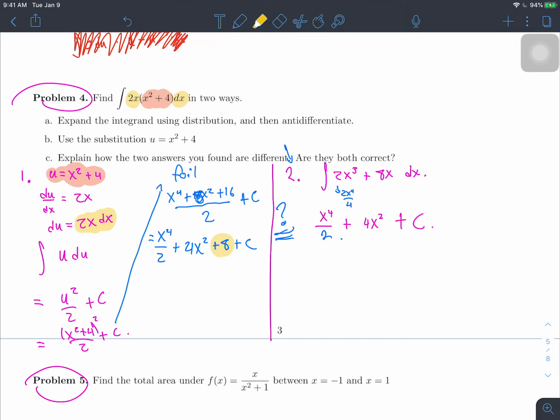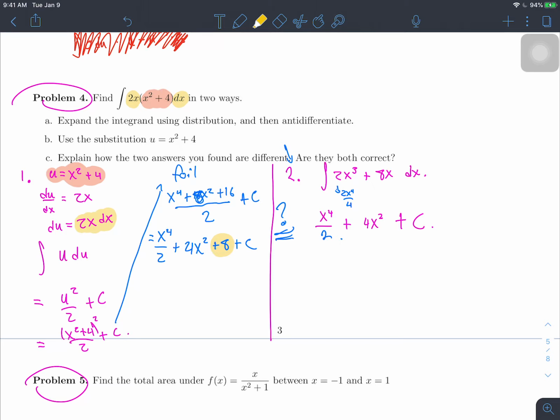So this left-hand side reads like, take the function x to the 4th over 2 plus 4x squared and then add the number 8 and then add some other number. Whereas the right-hand side reads, take the function x to the 4th over 2 plus 4x squared and then add some number. Well, adding 8 and then some number is the same as just adding some different number.